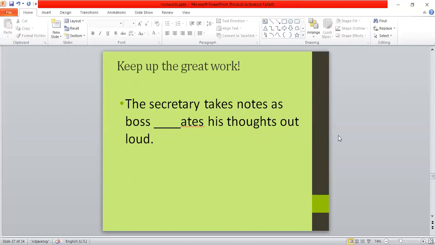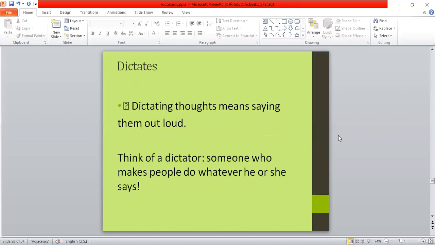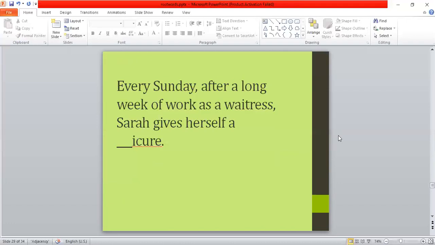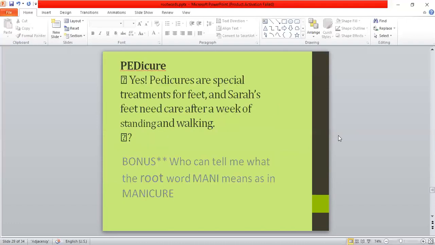The secretary takes notes as the boss blank his thoughts out loud. Dictate. Dictating thoughts means saying them out loud. Think of a dictator, someone who makes people do whatever he or she says. Every Sunday, after a long week of work as a waitress, Sarah gives herself a blank. Pedicure. Yes, pedicures are special treatments for feet, and Sarah's feet need care after a week of standing and walking.